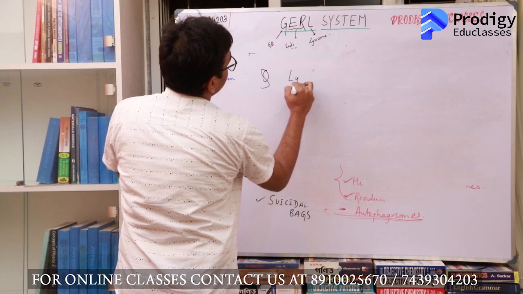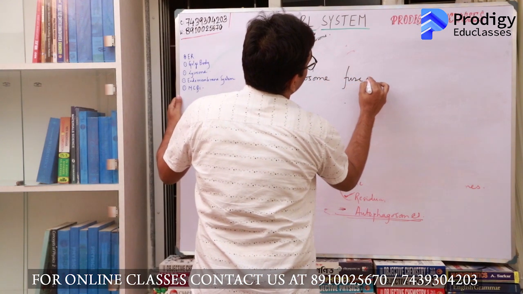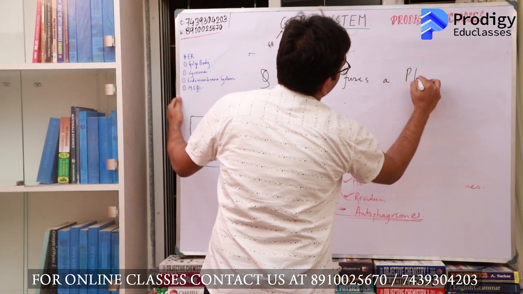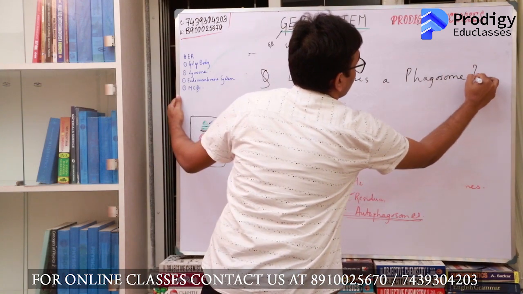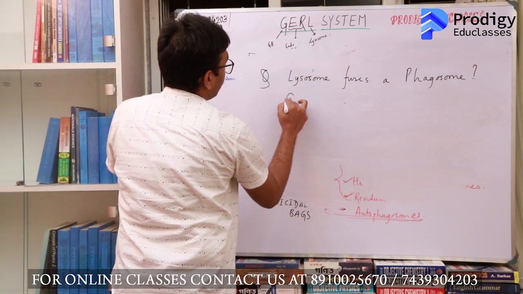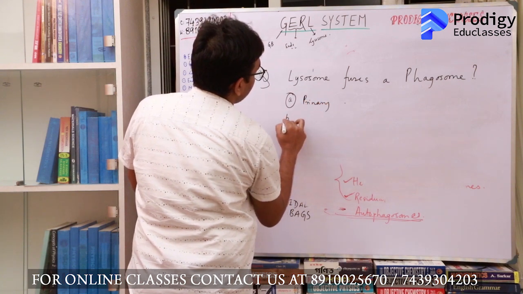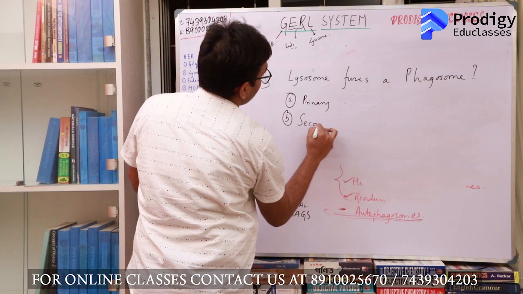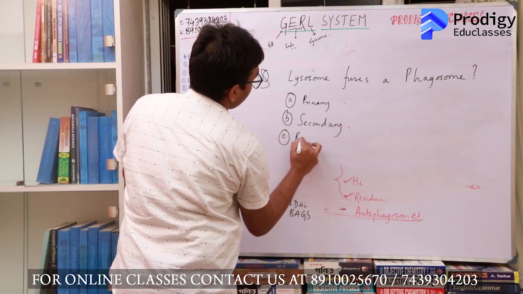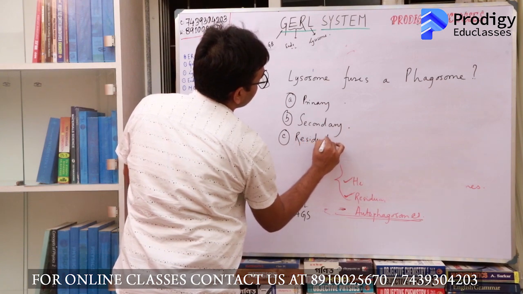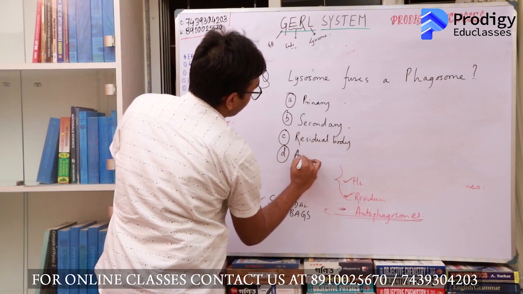When a lysosome fuses with a phagosome, what is it called? A, primary lysosome. B, secondary lysosome. C, residual body. D, autophagosome.